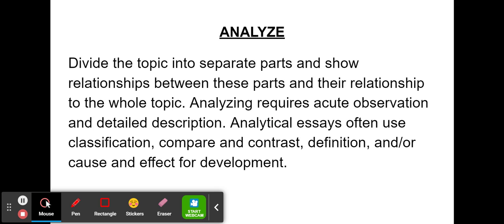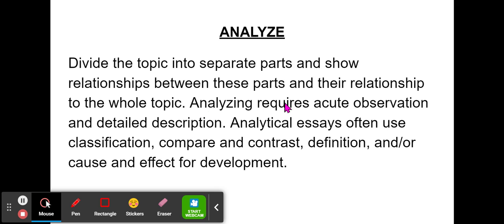The performance verb analyze. This is an important one that we need to look at. Divide the topic into separate parts and show relationships between these parts. So, what I would be doing is going back through the article and looking at the things where you get important information that tells us about the history of the development of the motion picture, as well as who developed it, and go back through, and then you're going to compare those two to each other. So it's almost going to be like a compare and contrast essay.